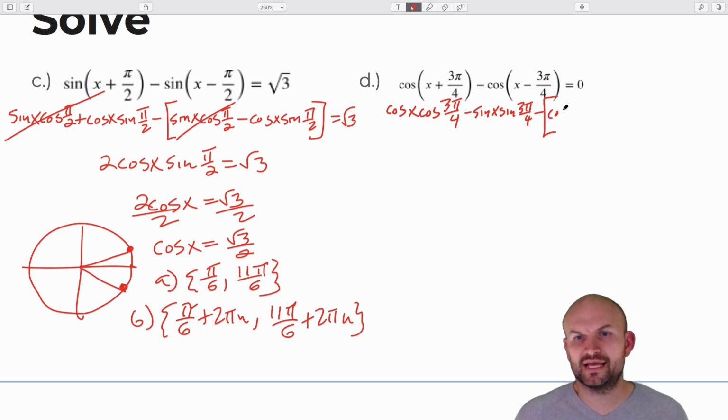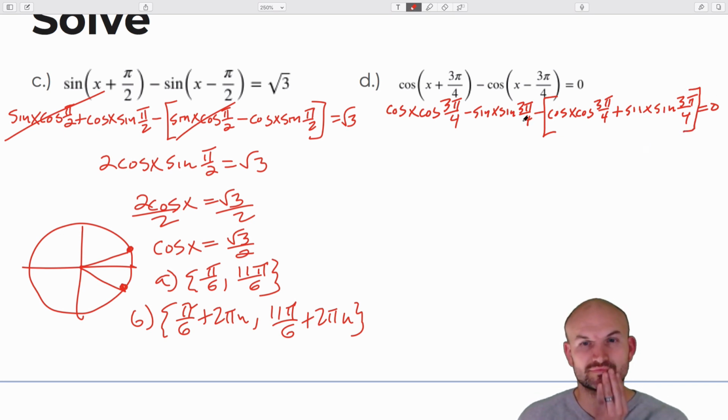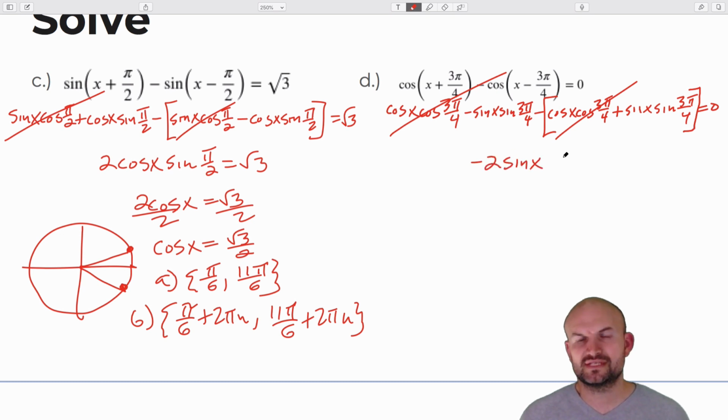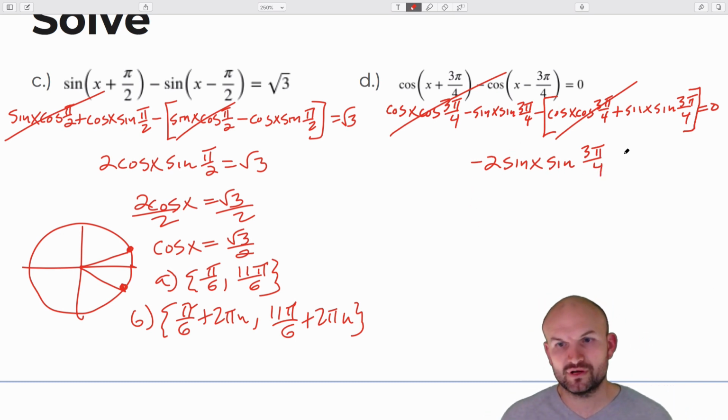And this one's going to be a cosine of x times a cosine of 3 pi over 4, and that's going to be plus a sine of x times the sine of 3 pi over 4, and that's going to equal 0. Okay, so let's see what now divides out. You can see when I distribute that negative, these two are both going to be 0, and that's going to be a negative 2 sine of x sine of 3 pi over 4.